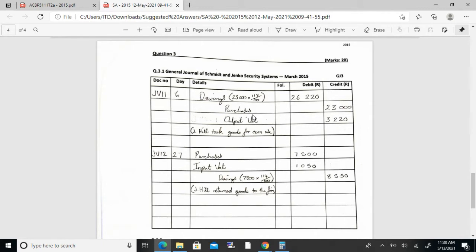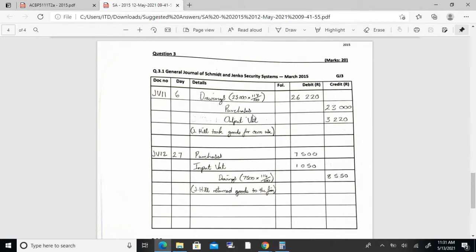3.1 says the owner J Hill took merchandise with a VAT exclusive cost price of 23,000 and a selling price of 40,600 for own use. Okay, so immediately we know when we see for own use and this is the owner, we know that it's going to affect drawings. Okay, and this was trading inventory. All right, merchandise or stock.